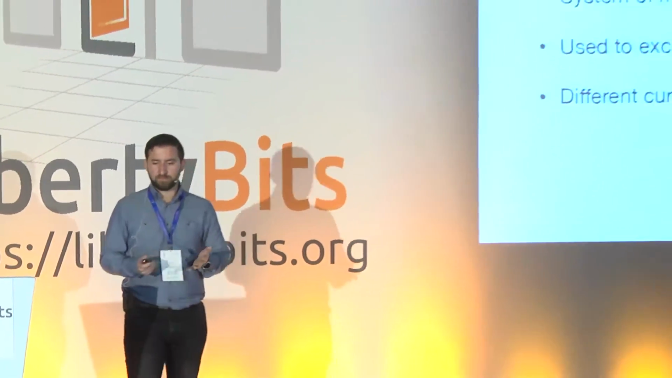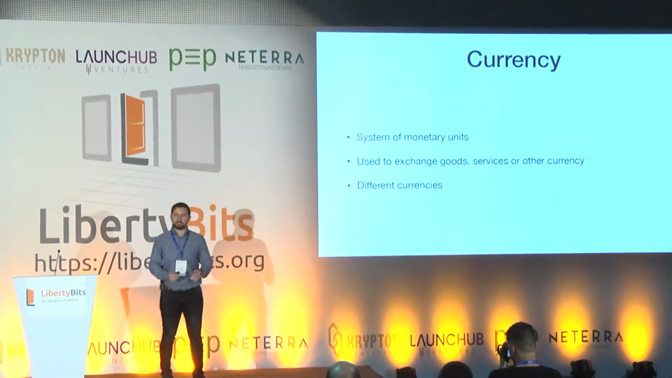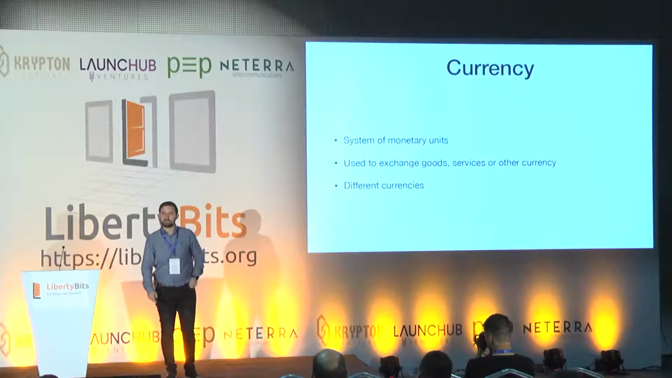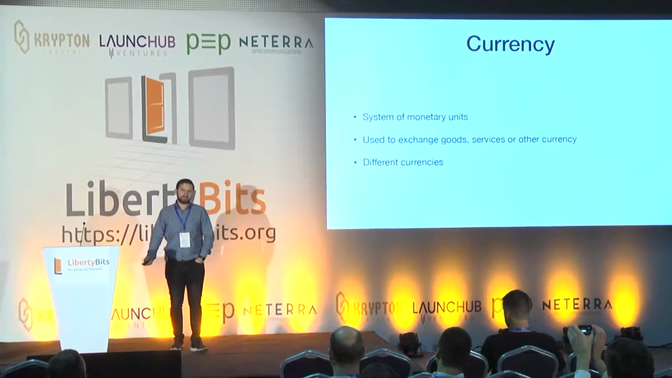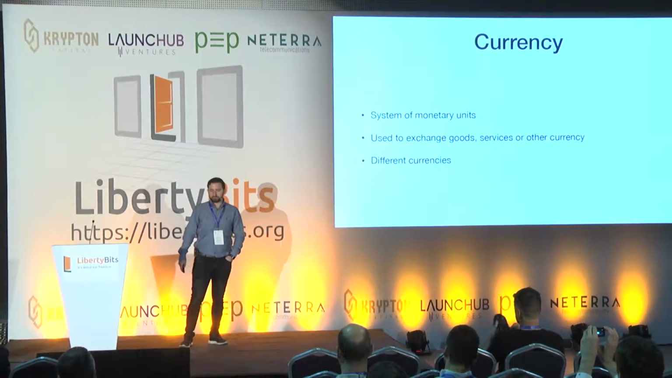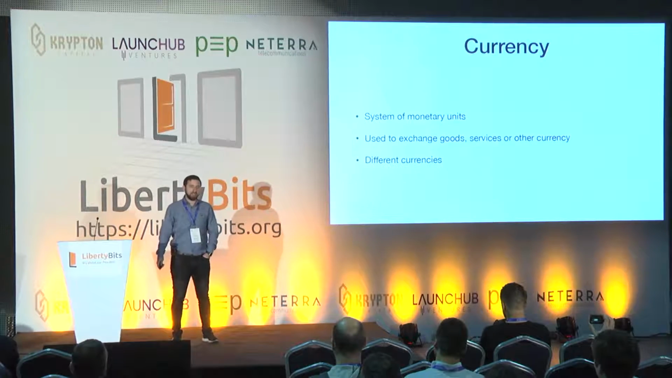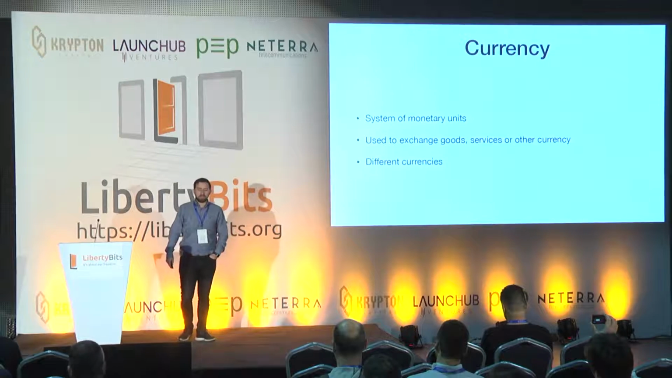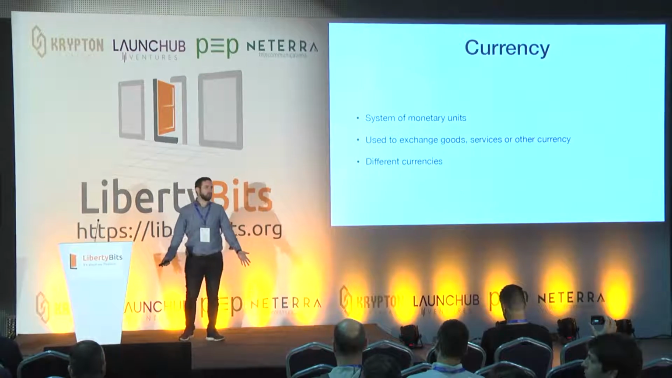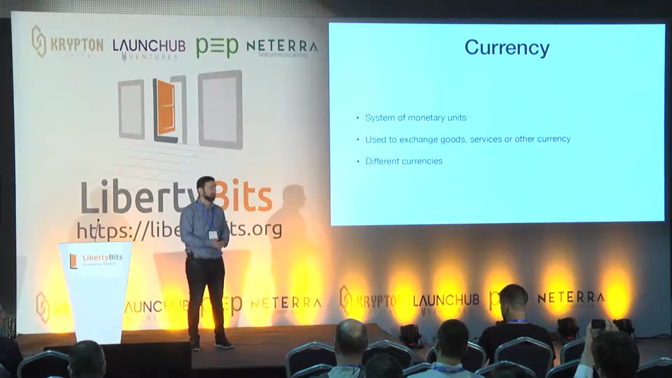So, today we're going to talk a bit about cryptocurrencies versus fiat currencies, what the differences are, and why cryptocurrencies exist. So, let's start with what a currency is. At the moment, it is just a system of monetary units. It is used to exchange goods, services, and other currency. And there are actually a lot of currencies around the world. I think there are over 100 currencies currently.